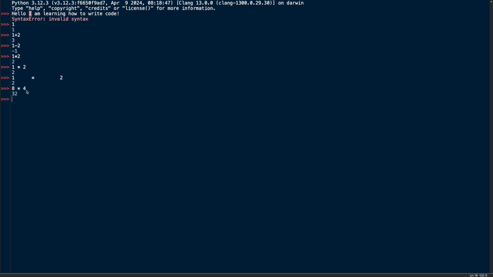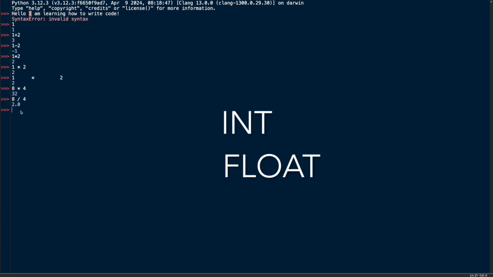Now, if we tried to divide those same two numbers, let's try 8 divided by 4. The forward slash is the division symbol. Then we get back 2. But we actually got back 2.0, which is a little weird because all the other numbers we got back don't have a decimal in it. And this is because Python actually has two types of numbers. It has something called ints and it has something called floats. Ints are short for integers, and they are whole numbers that do not have decimal places. So all the numbers we've seen so far, with the exception of this one, are ints.